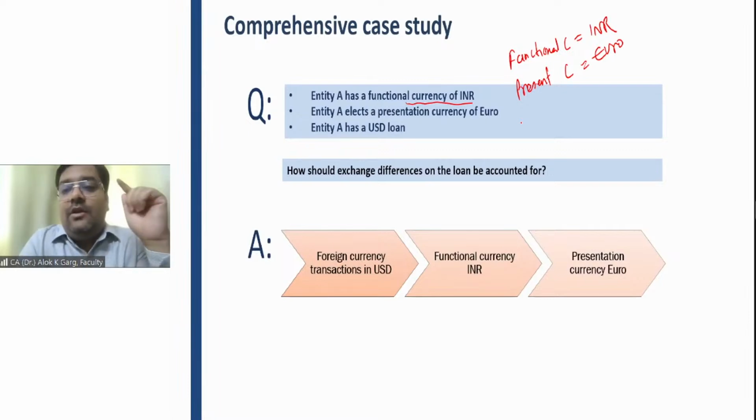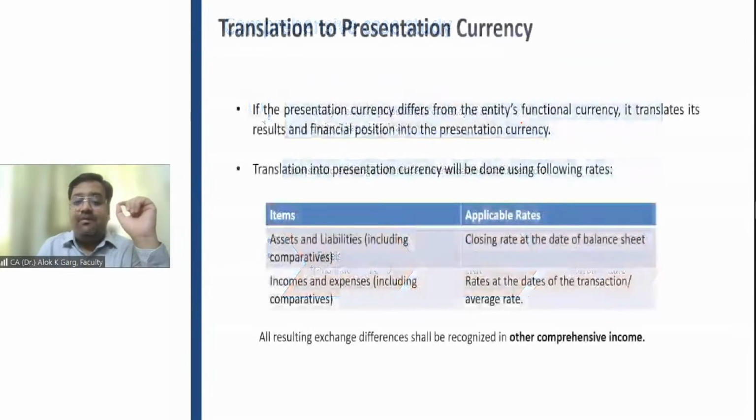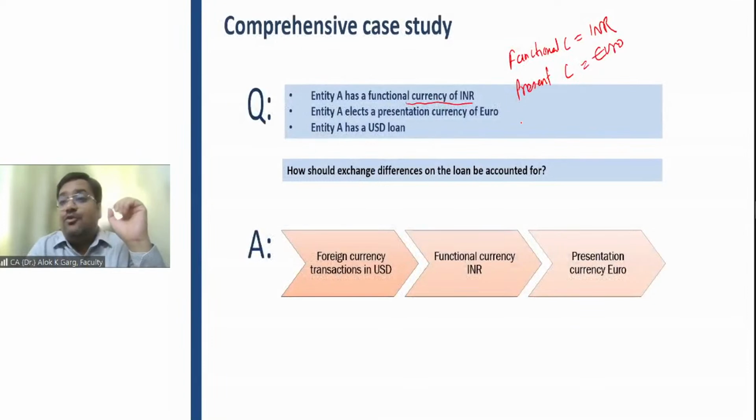See, first of all, you need to be focused about functional currency, because functional currency is the currency in which the financial statement needs to be prepared. So what is my functional currency? INR. Except INR, all is my foreign currency. This company has elected to present its financial statement in Euro. Euro will be my presentation currency. So from INR to Euro, what will be applicable? Translation of financial statement from functional currency to presentation currency will be applicable, right?